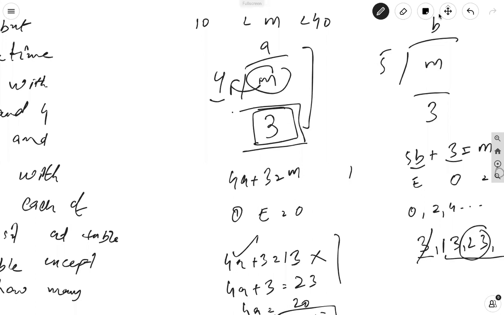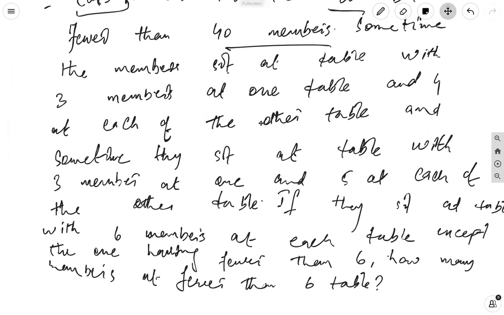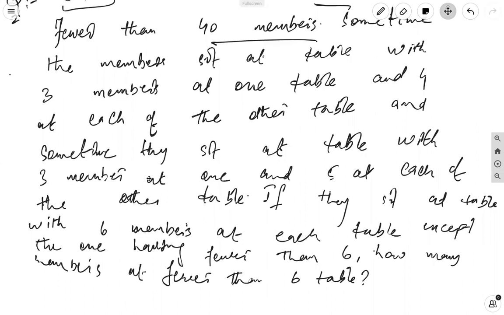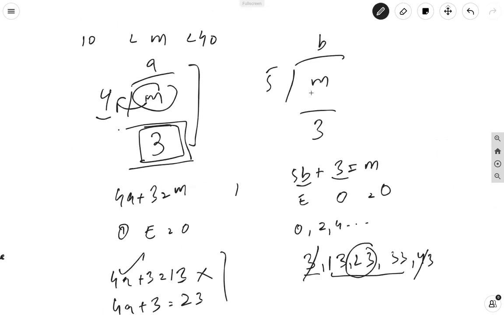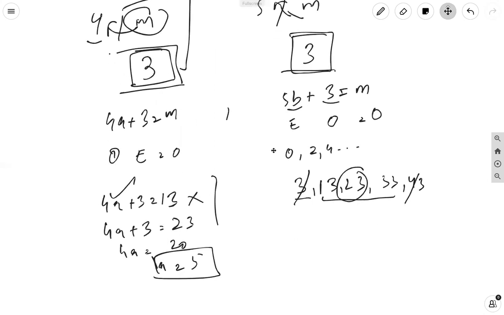This is the first situation. For the second situation, the question said that sometimes they sit at a table with 3 members at one and 5 at each of the other tables. This is the clue. Now, if all of these members sit at tables of 5, there is only one table left in which there are only 3 members, right? Got it till now? Yes. Now just make the equation and solve it whichever way, either by substituting or by even and odd.